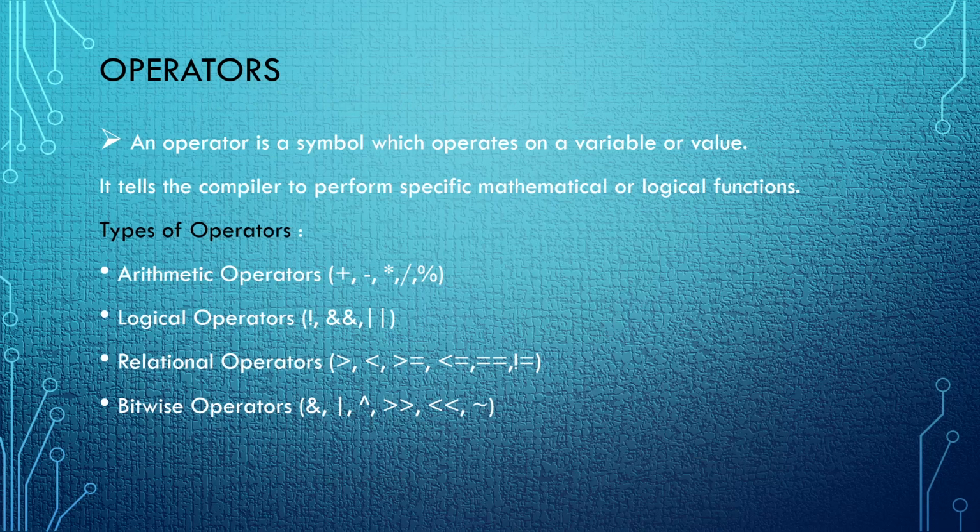Next is operators. An operator is a symbol which operates on a variable or value. It tells the compiler to perform specific mathematical or logical functions. There are four types of operators, which are arithmetic operators, logical operators, relational operators, and bitwise operators.